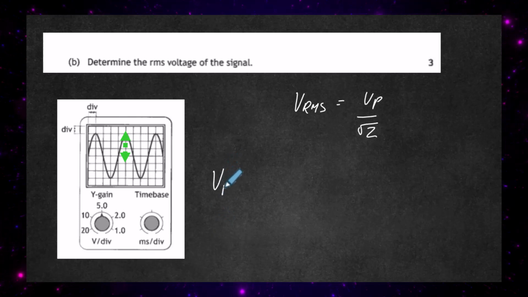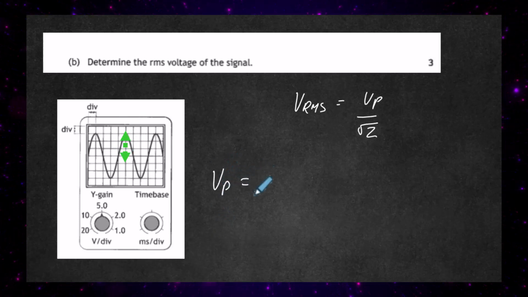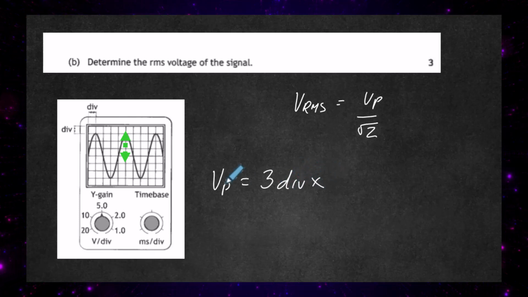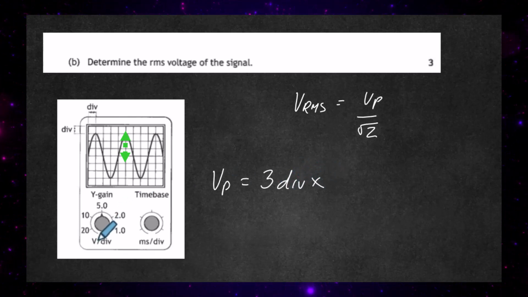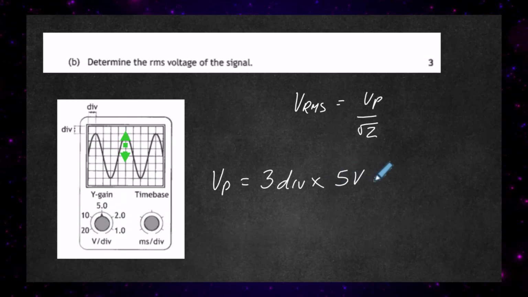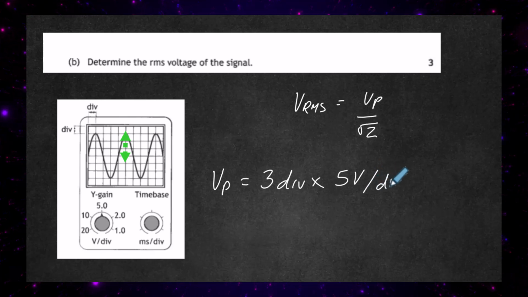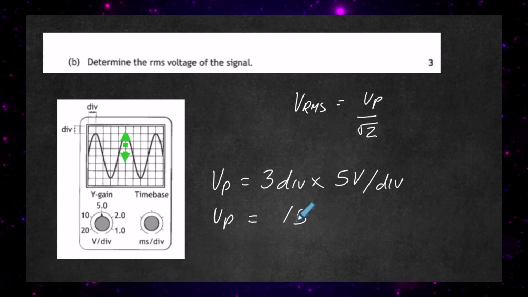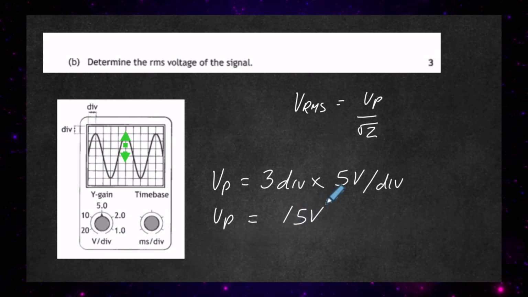So the peak voltage can be calculated. V peak is going to equal 3 divisions high multiplied by whatever's on the Y gain, volts per division, and it's 5. So it's going to be 5 volts per division. So we just multiply those two numbers together and we can get our peak voltage. It's going to be 15 volts. Now that's 15 volts AC.